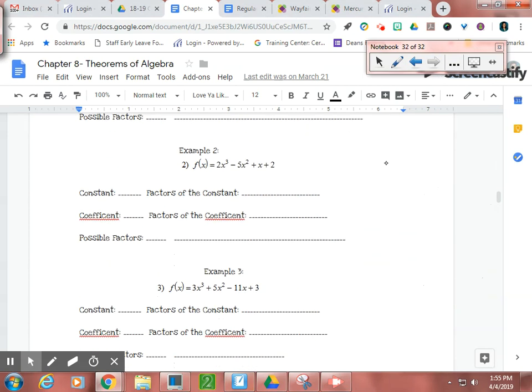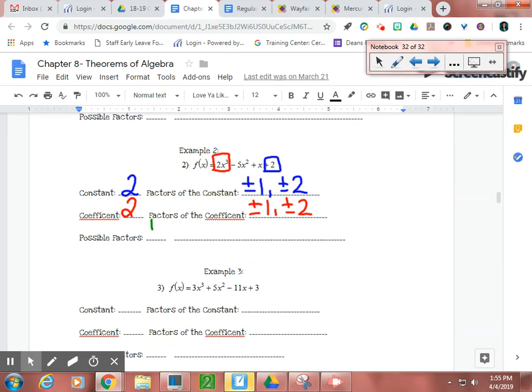Okay, so let's look at another one. That was the hard one, definitely the hard one to begin with. All right, let's look at the constant. The constant is the number 2. The factors of the constant, what divides to give you 2? 1 and 2. The coefficient, the number out in front of the x, is also 2. Plus or minus 1, plus or minus 2.